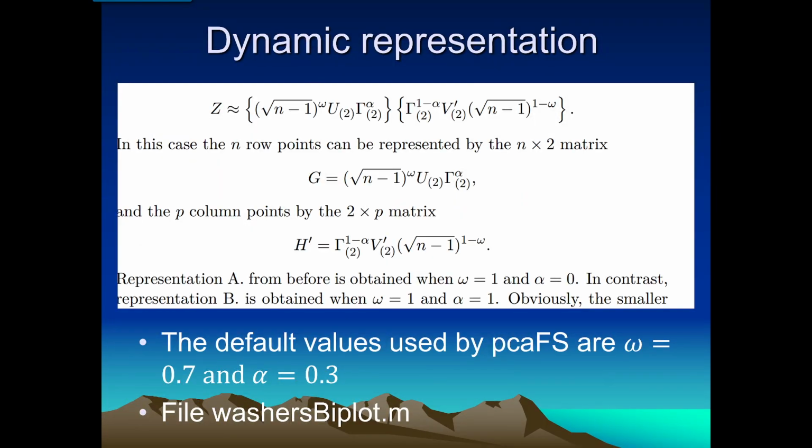Can you have something that can control dynamically what goes inside the rows and what goes inside the columns? Yes, you introduce the parameters omega and alpha. Look, now representation A is obtained when omega is equal to 1 and alpha is equal to 0. Because if alpha is equal to 0, you have gamma to the 0, the identity, so this just becomes U. And you have gamma V prime. Here you can control omega and then you can control alpha.